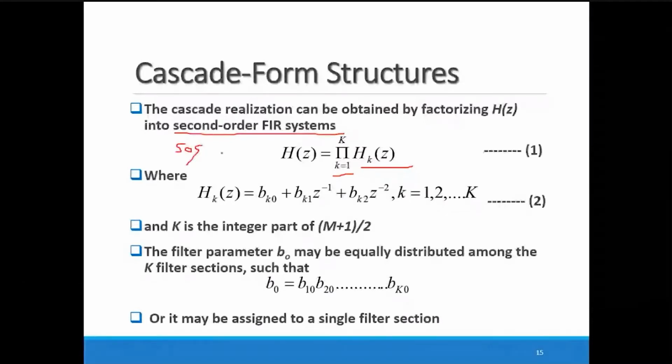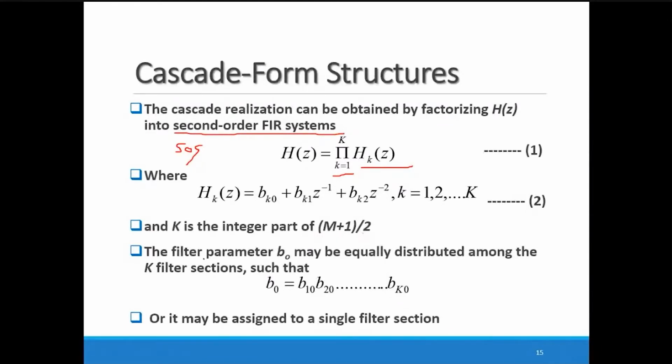Here H_k(z), for k equal to 1 to K, is nothing but b_k0 plus b_k1 z^-1 plus b_k2 z^-2. So instead of implementing the direct transfer function, the second order sections are implemented. Here K is the integer part of (M plus 1) by 2.